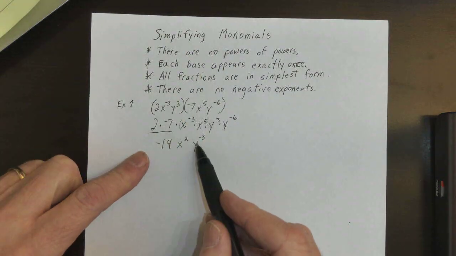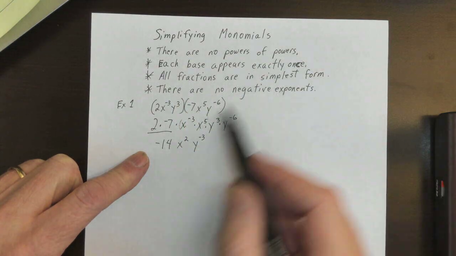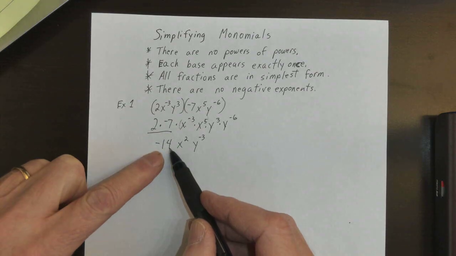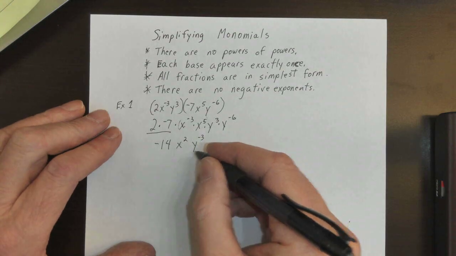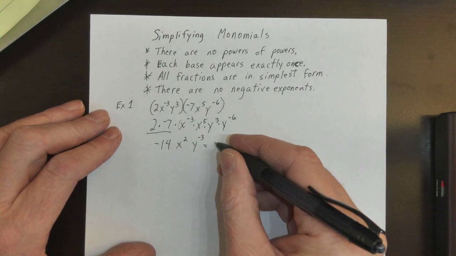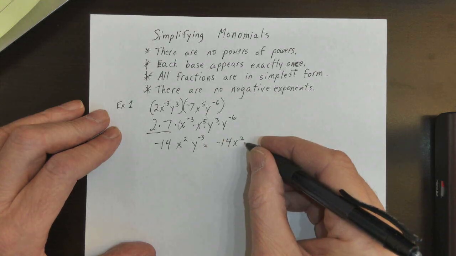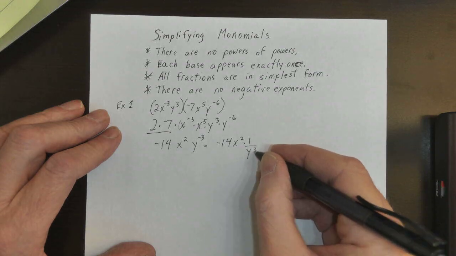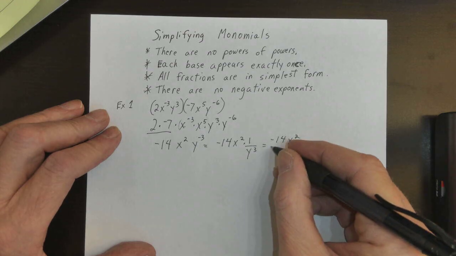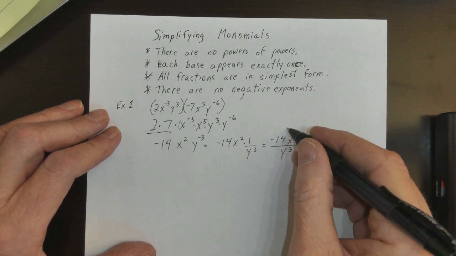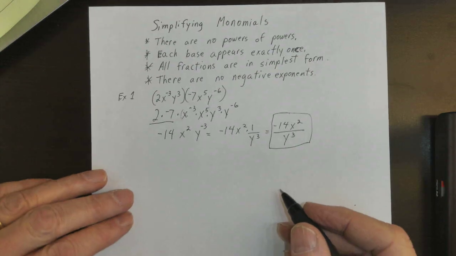Okay, there's no power of powers here. Each base appears exactly once. We have 1x and 1y. All fractions are in simplest form. This is just a whole or integer here. There's no negative exponents. So this is equal to negative 14 x to the second times 1 over y to the third, which I'm going to write as negative 14x to the second over y to the third. Now we have no negative exponents. All right.